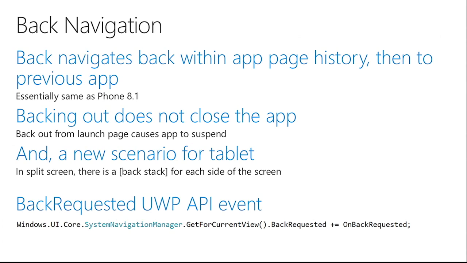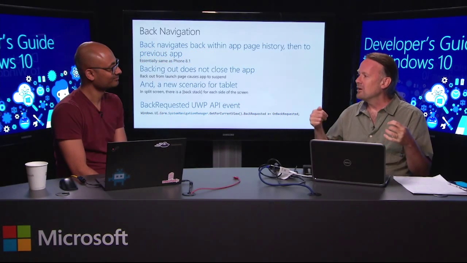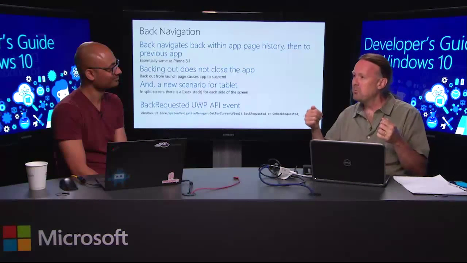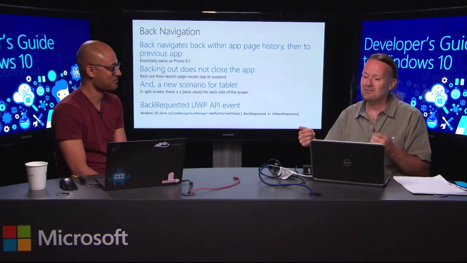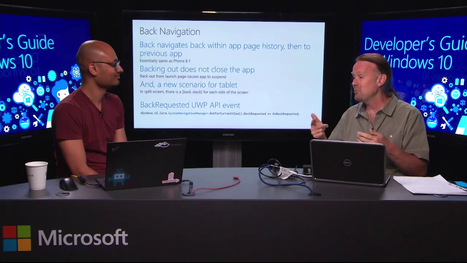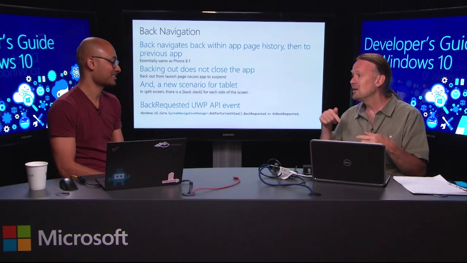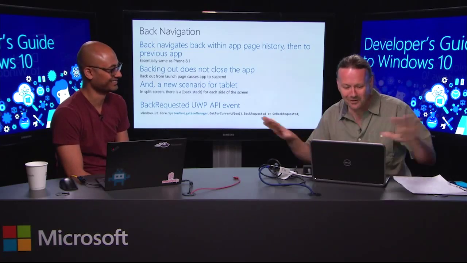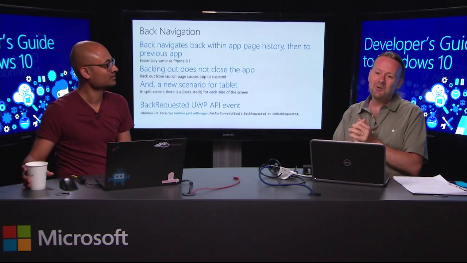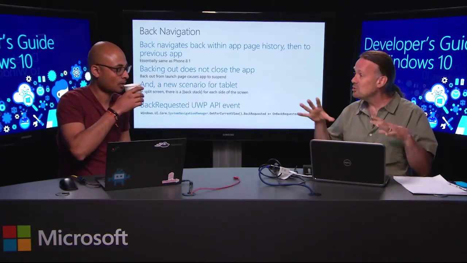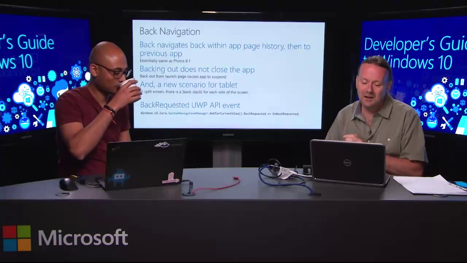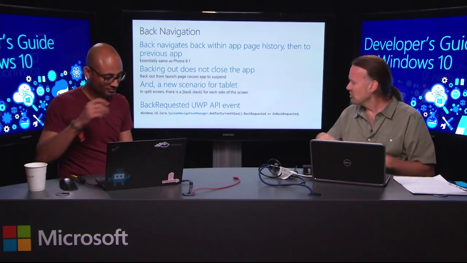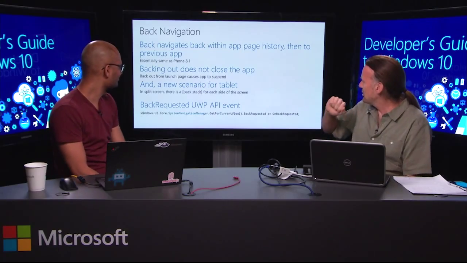In Phone 8.1, you used to have to hook the hardware buttons back pressed event. You might think that API is still available in the mobile extension SDK. Yes, but don't use it. You don't want it. There's a much better way of doing it. In the UWP, there's a universal back requested event, shown on the bottom there: SystemNavigationManager.GetForCurrentView().BackRequested.